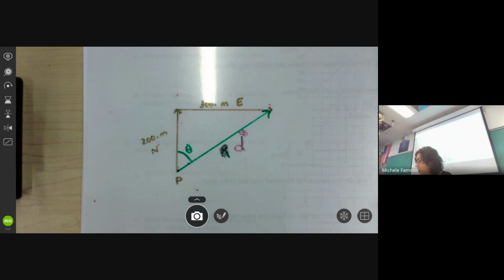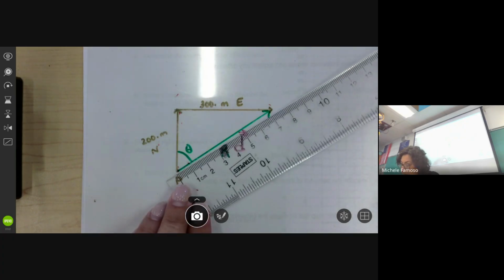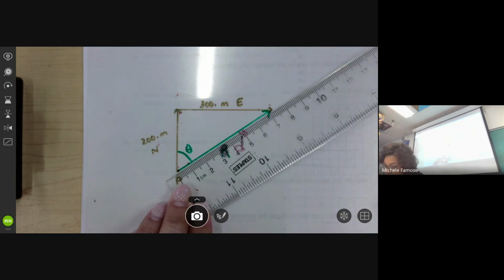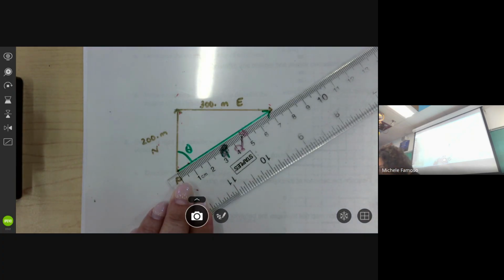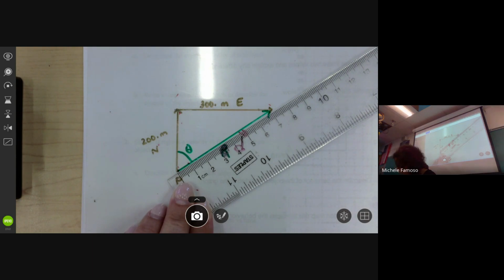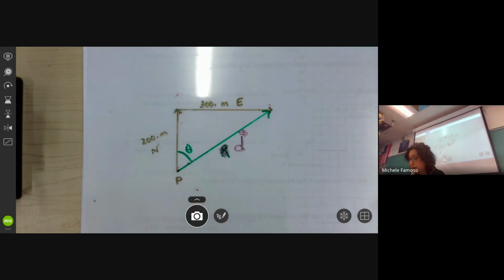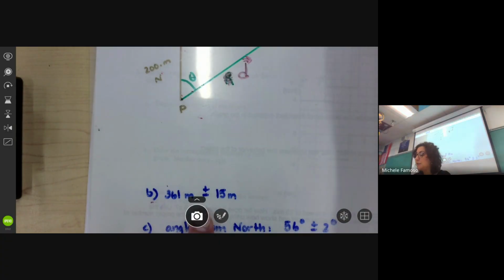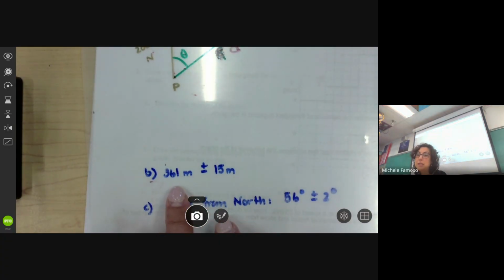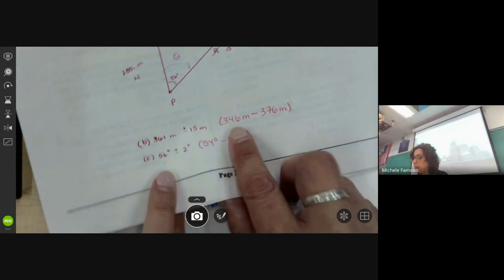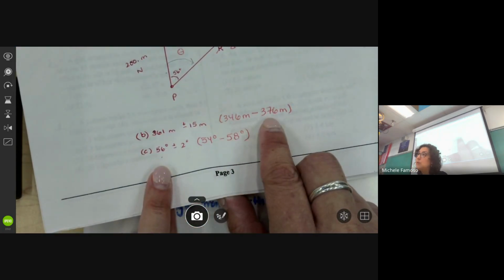Okay, so what we do, measure the length of your displacement vector. Actually, I'm getting more than 7. I'm getting like 7.2. So 7.2 times 50 gives me about 360. And they said the accepted answer, New York State, this was a Regents question, said the answer was 361 meters, but they gave you 15 meters of leeway. So that means we would be taking anything between 346 and 376 meters if you've done it correctly.